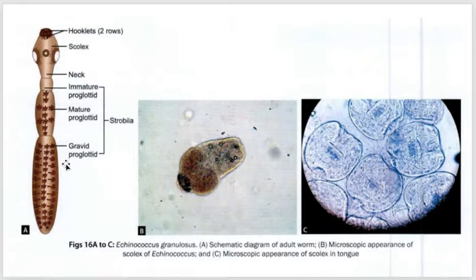Now, the larval stage of this one, which is basically the one that is going to infect humans, is found in the hydatid cyst, which can develop in any organ of the intermediate host.